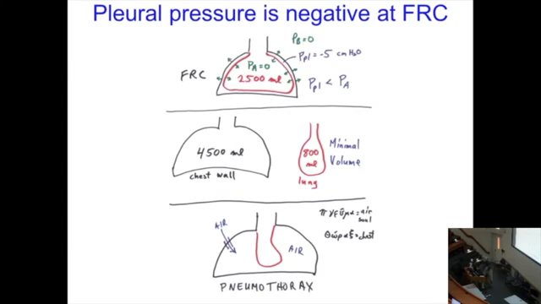Anyway, so pneumothorax, you puncture the chest wall, air can get into the pleural space, and under these conditions, the chest wall will expand out, the lungs will contract down towards their minimal volume, and you can't breathe because breathing requires the pleural membranes to move together.